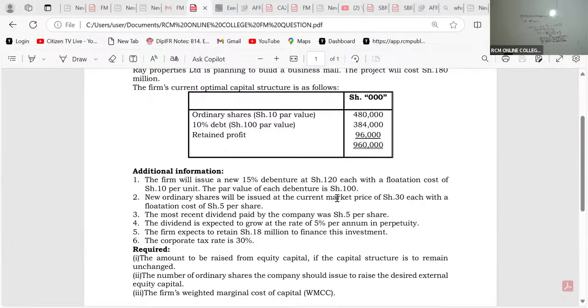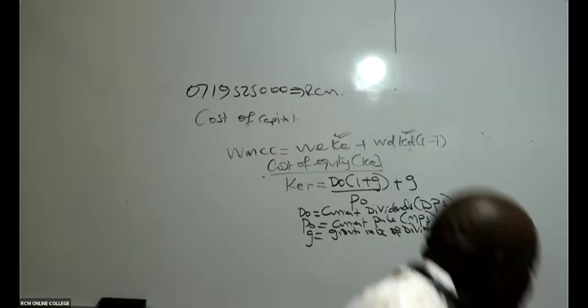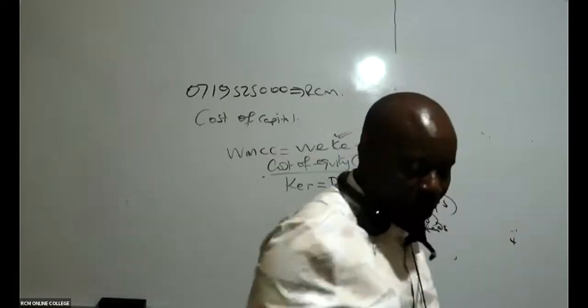That is PO equals 30. And then you can see here, the most recent dividend paid, most recent means today, most recent means now, O. The most recent dividend, which is our DO, will be 5. And this dividend will be growing at 5%. So now I have everything to get the cost of equity, retained earnings.